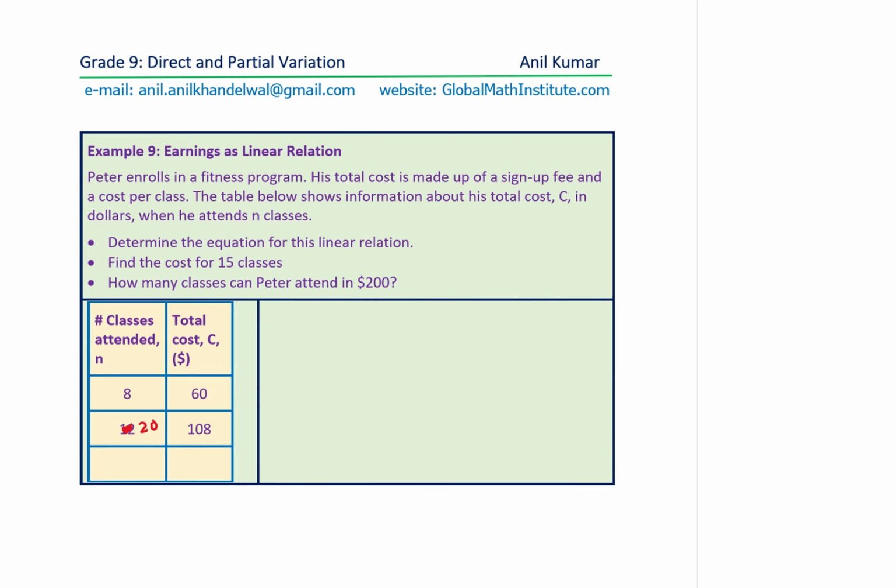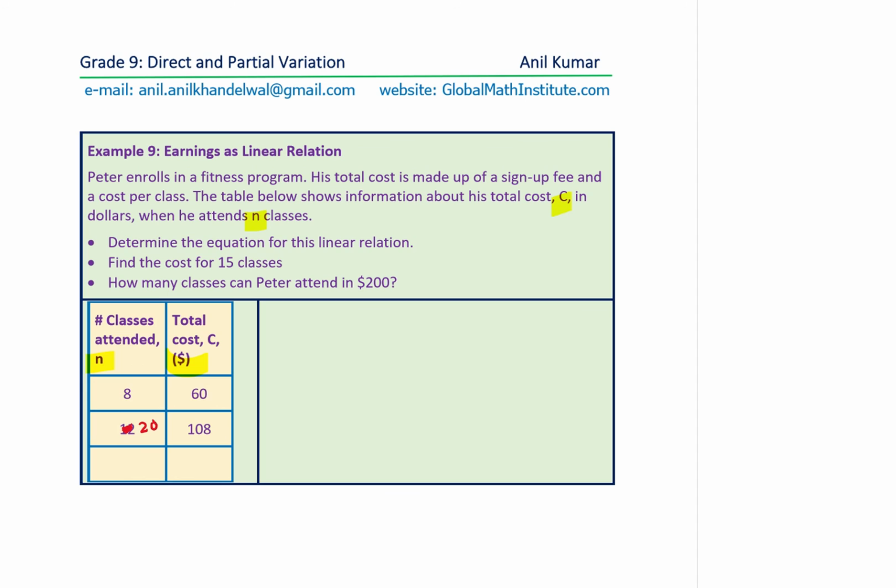Here is the last question of our series on direct and partial variations and applications. The question here is, Peter enrolls in a fitness program. His total cost is made up of a sign-up fee and a cost per class. The table below shows information about his total cost C in dollars when he attends n classes. So the variables have been defined for us, n and C.